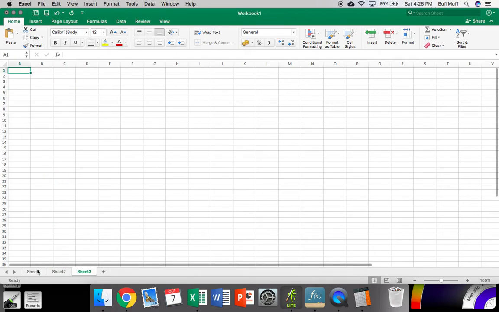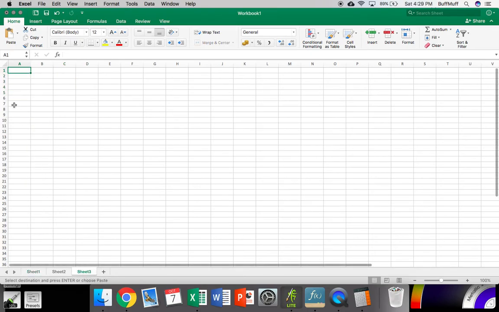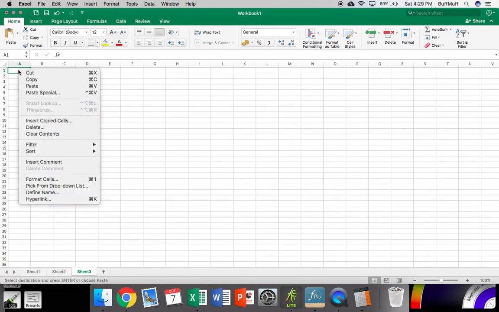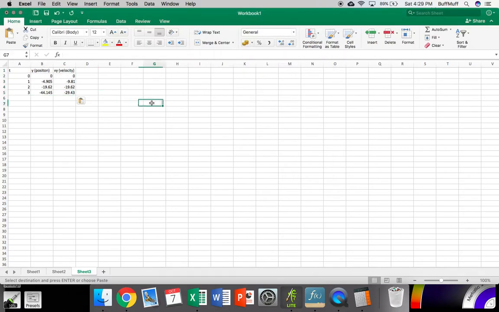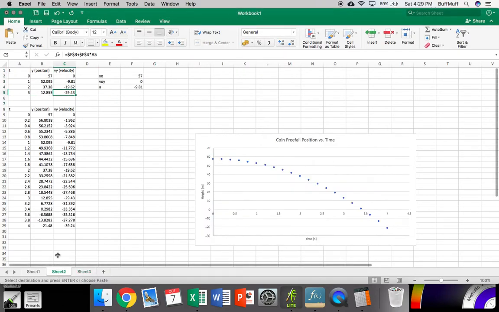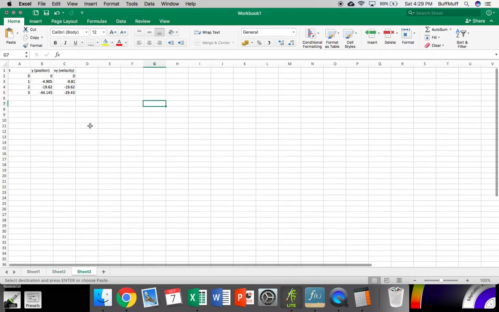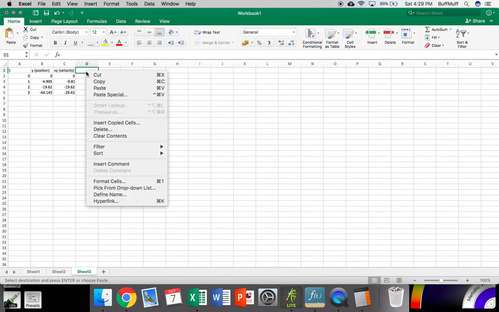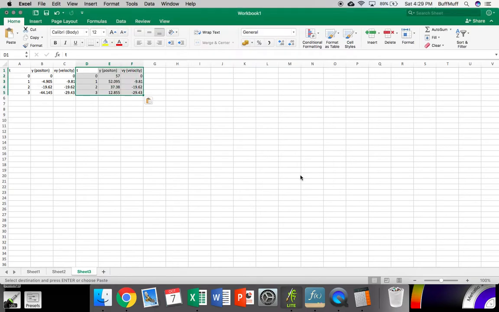So let's just do a quick comparison between these two. These are the results from the first example. Let me just paste them here. I just want the numbers. Formula values. Okay, just paste the values. So those are the results from the first calculation, and these are the results from the second calculation. Remember that I am only changing my reference frame. That's the only thing that I'm doing.